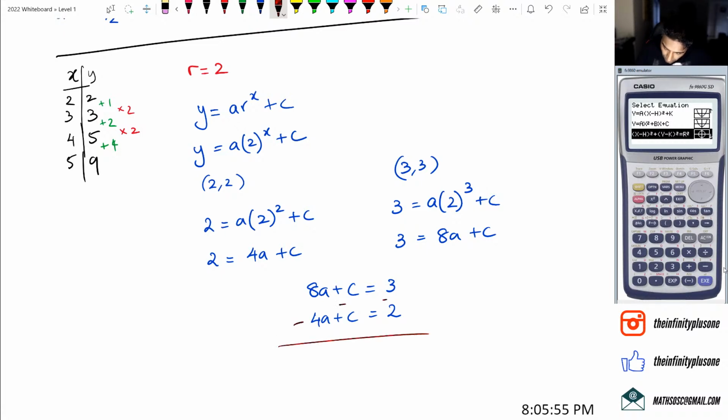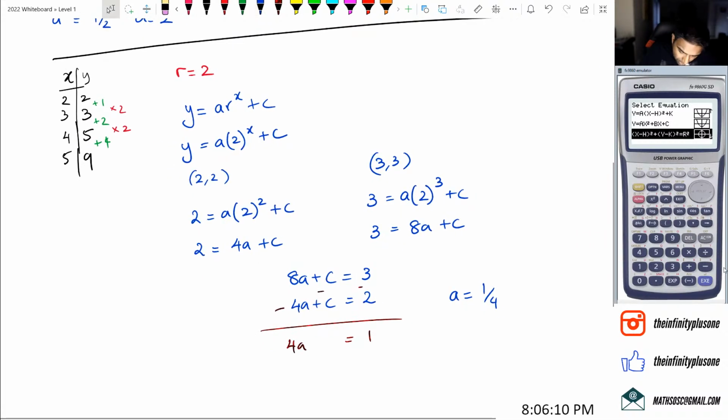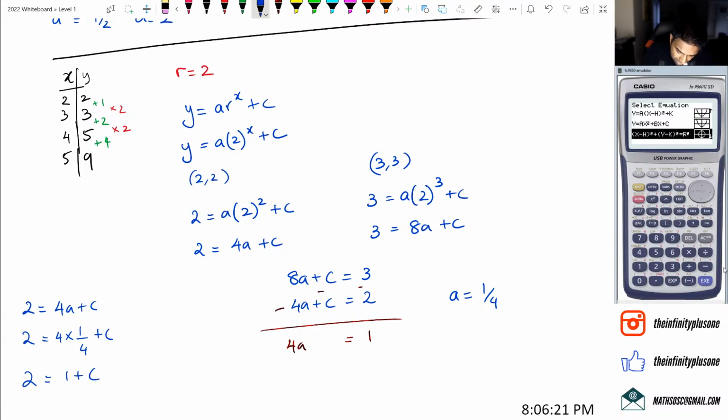So I got 8A take away 4A, which is 4A. C take away C is 0. 3 take away 2 is 1. So what I've then got here is A is equal to 1 divided by 4. Now once I get that, I can go into my equation 2 is equal to 4A plus C. 2 is equal to 4 times A, which is 1 over 4, plus C. So 2 is equal to 1 plus C, and we can see that C is equal to 1. So my equation is going to be Y is equal to 1 over 4, 2 to the power of X, plus 1.